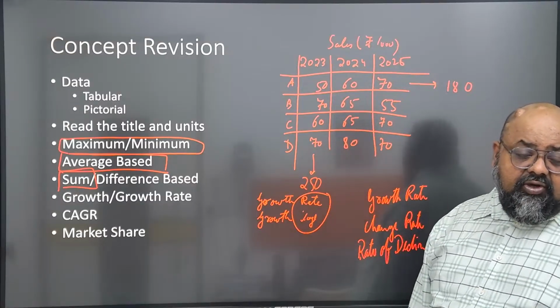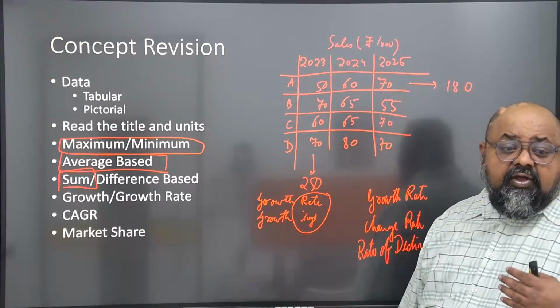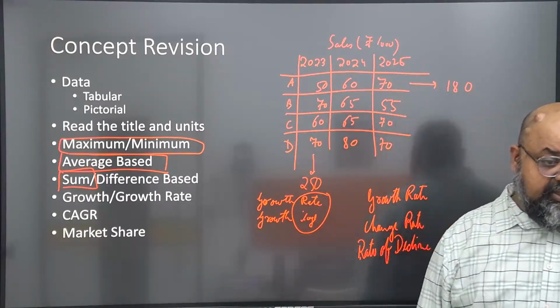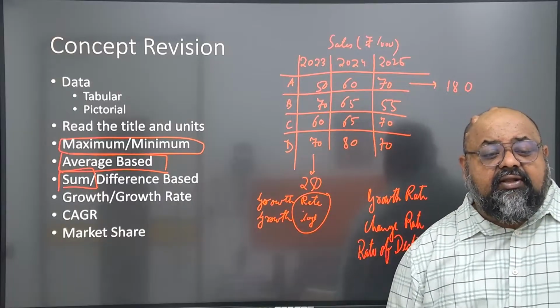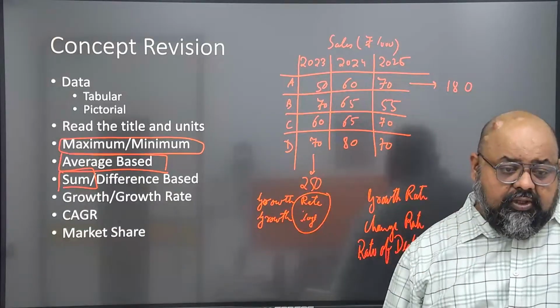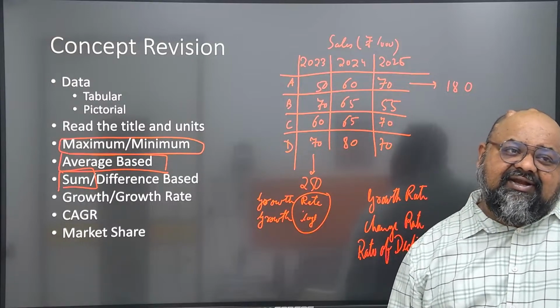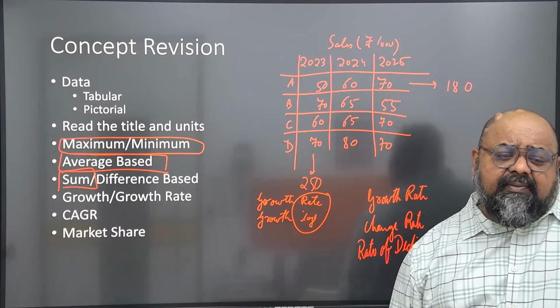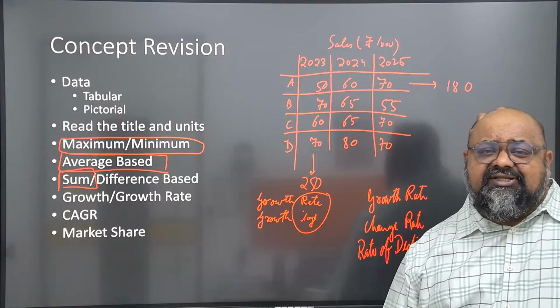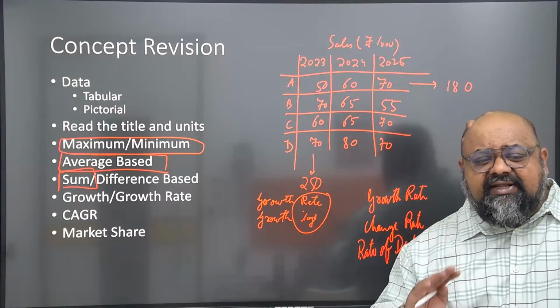Growth rate for B does not happen because it only decreases. So for B, we will talk of rate of decline. Went from 75 to 65, went from 65 to 55. Rate of decline happened for B. What is change rate? Change talks about only the value. It does not talk about the sign. So when I say change rate, whether it is increase or decrease does not matter. The only thing that is important is the percentage change. Only the magnitude of change matters. The sign does not matter.